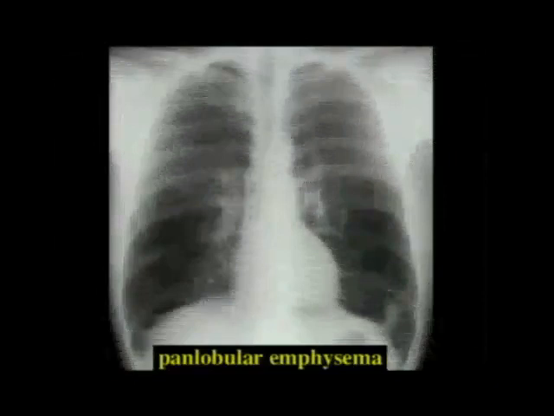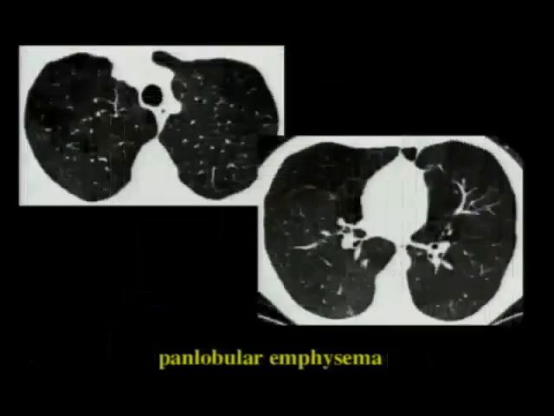Chest radiograph in a patient with panlobular emphysema. Notice that the lucency we see here is basal in distribution. The vessels at the lung bases are smaller than those in the upper lobes. This is typical of alpha-1 antitrypsin deficiency. And here the corresponding CT scan with lungs that are too big, too black, and have small vessels.